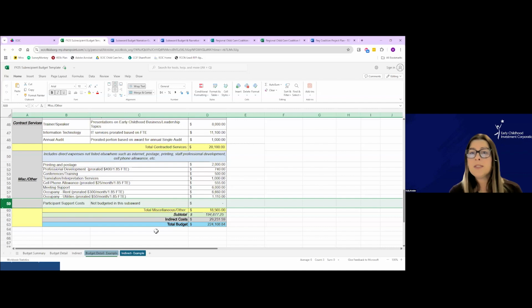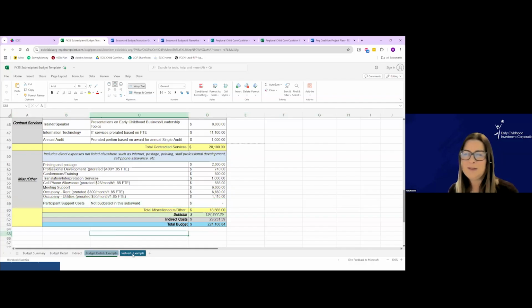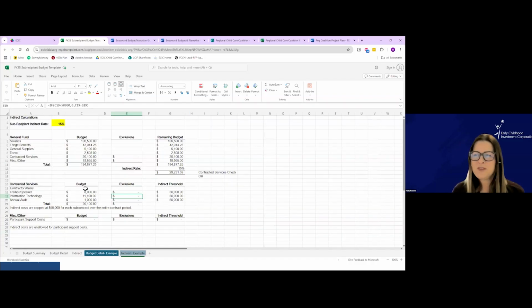Now, for your purposes, if it's helpful to break those out in your narrative, certainly feel free to do that. But just know that for the budget, we will group them because it plays into the indirect. And so I'll talk really quickly about indirect. But again, more information will come in our follow-up document.